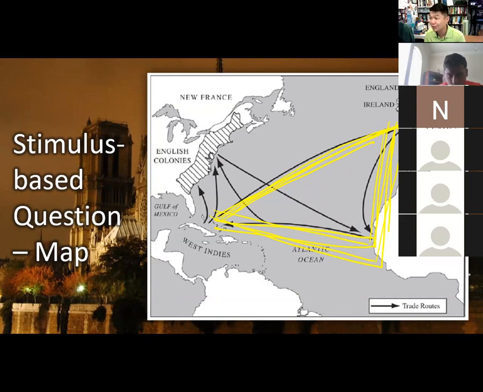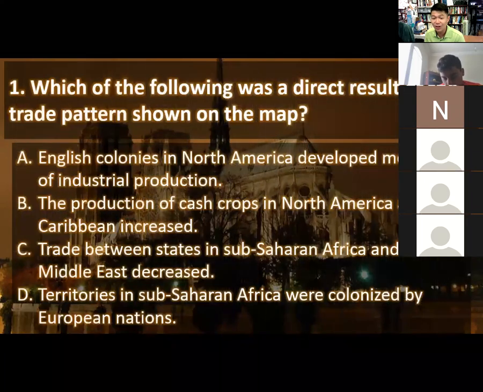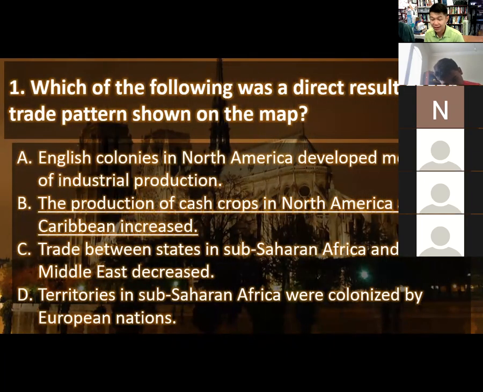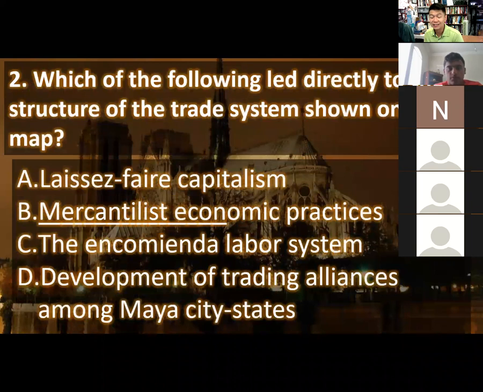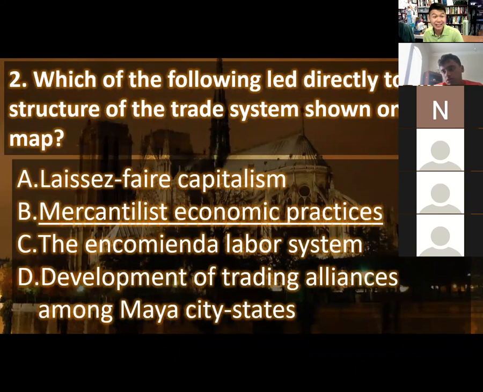And you were able to figure out that this is all about cash crops. This is also, in this case, mercantilist economic policies. Again, these terms just pop up. Once you understand what the stimulus is about, you don't have to spend that much time on it. Just like, okay, I know the topic, I'm just going to move on to this here.